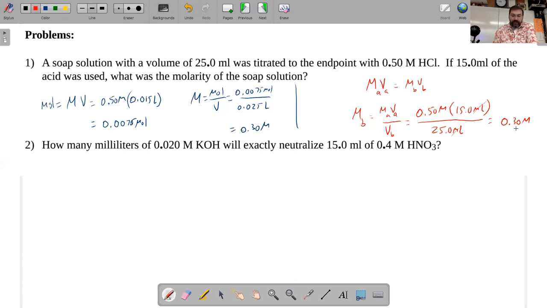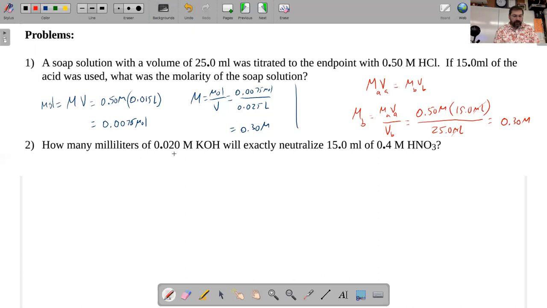And you get the exact same answer, 0.30 molar, as if you would have taken the molarity times the volume to get the number of moles, and then use the number of moles and divide it by the volume. You get the same thing. So in other words, I'll show you how to use that shortcut here too.